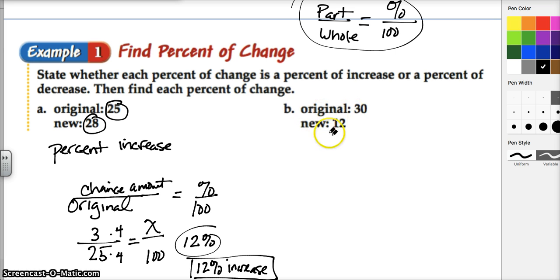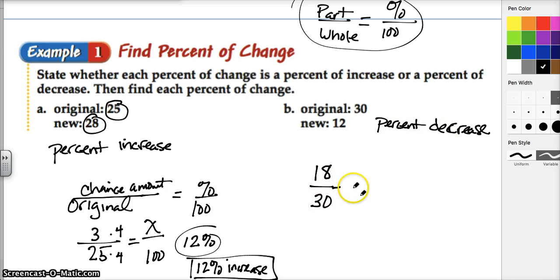So for this next one, the original is 30 and my new is 12. Clearly this is a percent decrease, and we want to figure out by how much. We have to figure out the change amount. This doesn't have to be a negative number; we can just think about the difference. The difference between 30 and 12 is 18. So I'm comparing 18 to my original amount of 30, because it's a percent decrease.